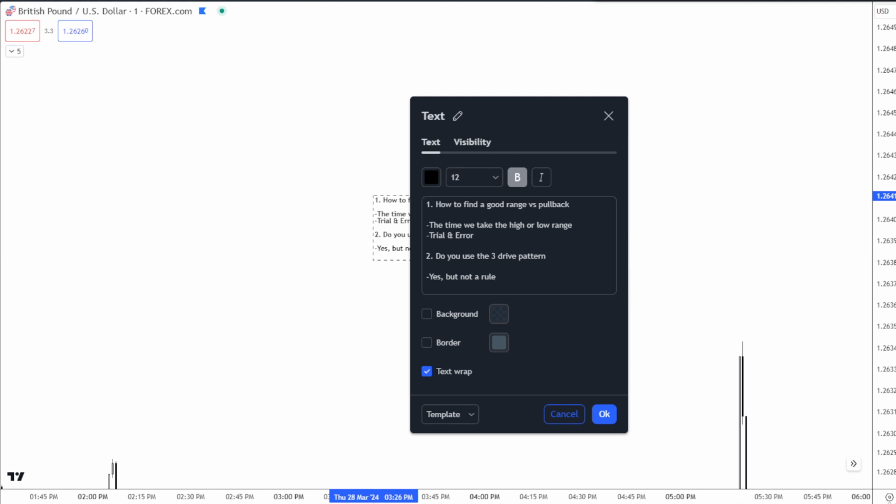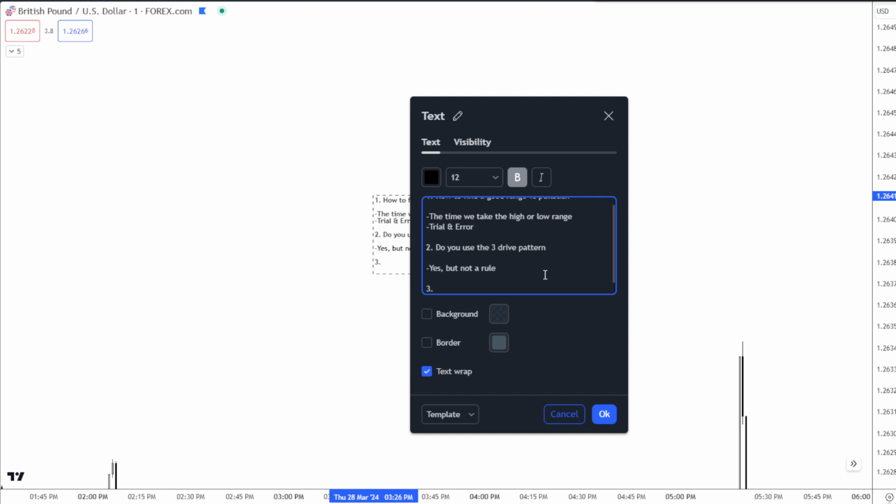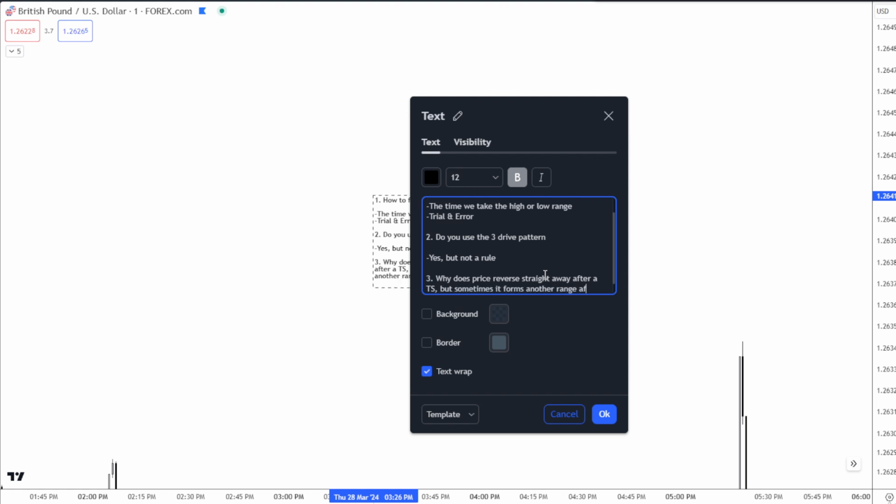And very important for me, I have not seen an explanation yet why price reverses straight away after a turtle soup, but sometimes it forms another range after manipulation. Okay, number 3: why does price reverse straight away after a turtle soup, but sometimes it forms another range after manipulation?